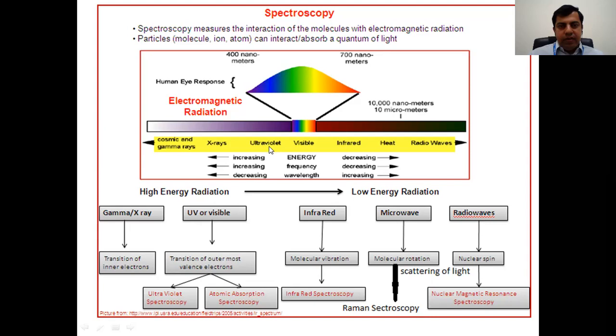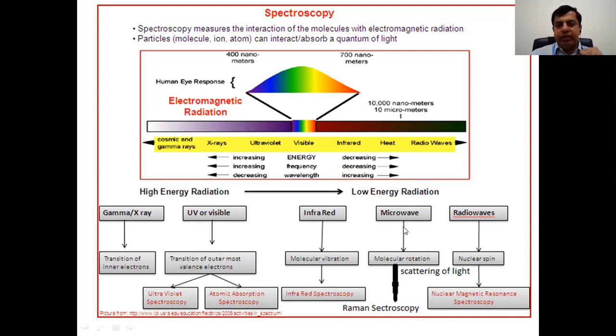We have discussed gamma rays, X-rays, UV visible, now IR. IR is due to the vibrational movement of molecules. If the atoms present in the molecules are vibrating, then the energy which is responsible for this vibrational motion is called infrared, and the spectroscopy due to this is called infrared spectroscopy.